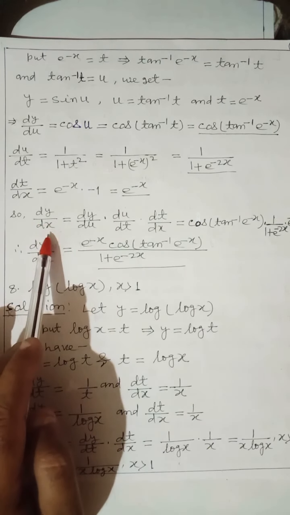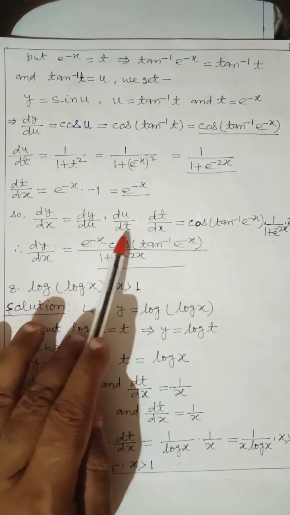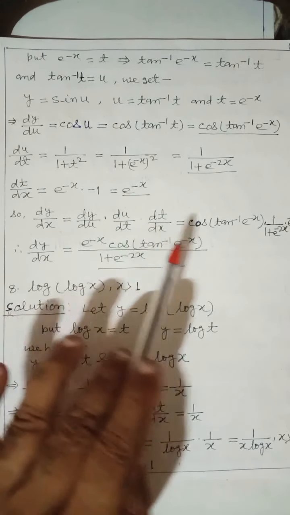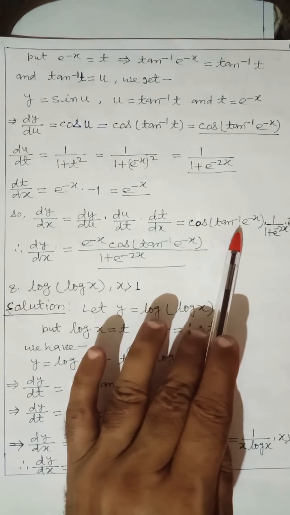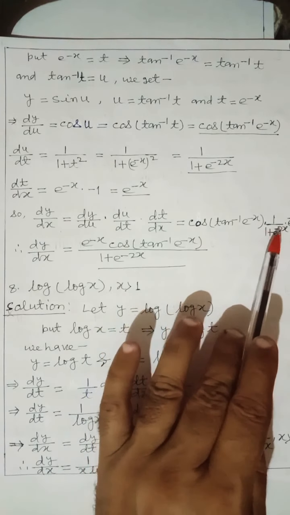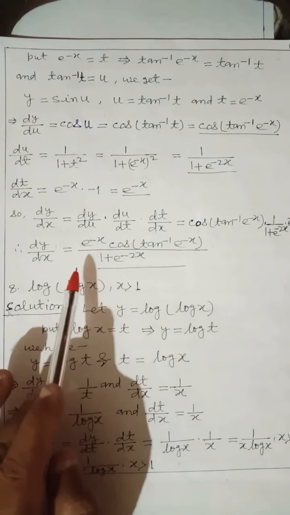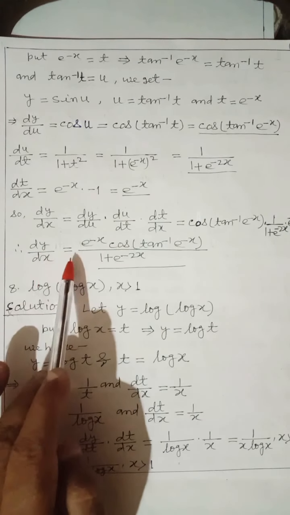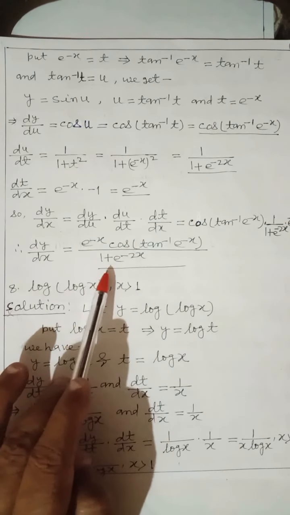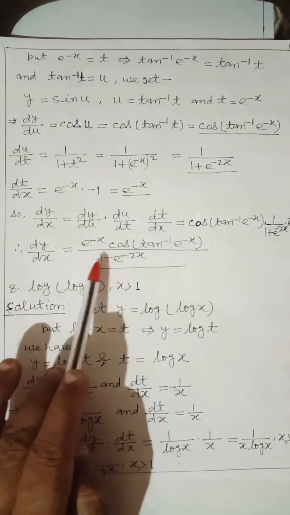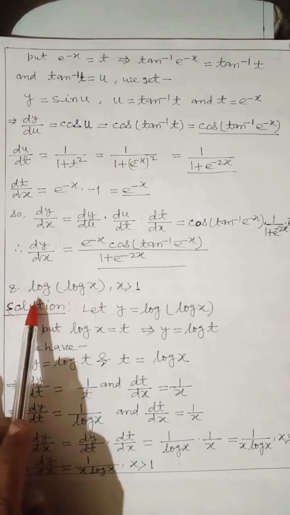So dy by dx, using chain rule, we get dy by du into du by dt into dt by dx, and this is equal to cos tan inverse e to power minus x into 1 by 1 plus e to power minus 2x into e to power minus x, and finally we get dy by dx is equal to e to power minus x cos tan inverse e to power minus x by 1 plus e to power minus 2x. This is the answer here.